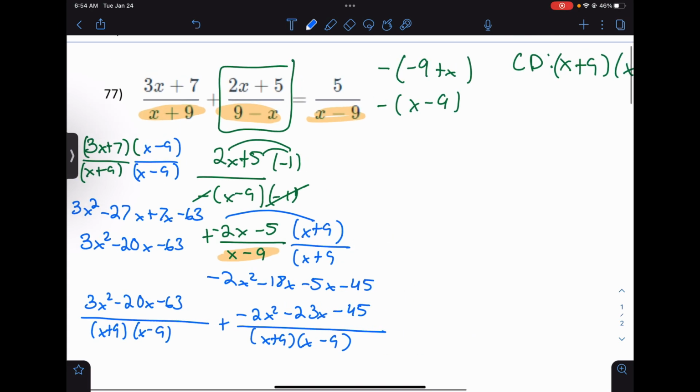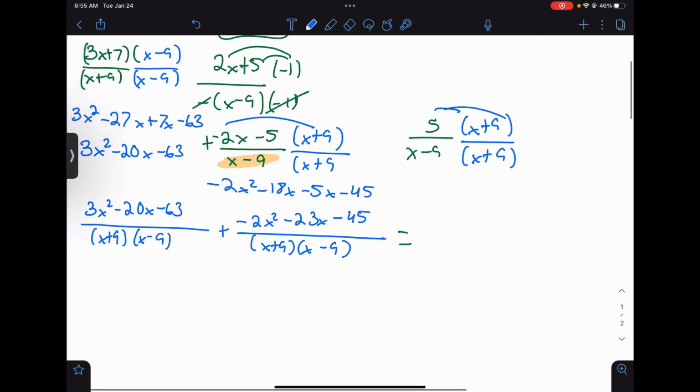And then our last guy here is missing the x plus 9. So we've got 5 all over x minus 9. So we're going to do x plus 9 over x plus 9. Now, fortunately, he just needs to be distributed. Makes our life a little bit easier. So we get 5x plus 45, all over our common denominator of x minus 9, x plus 9.